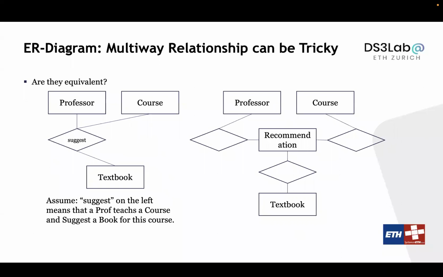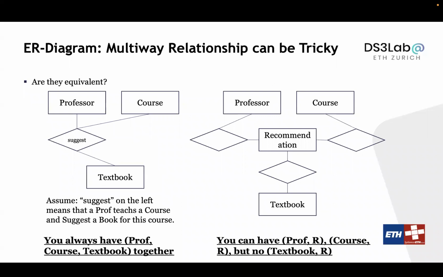So are they equivalent? When we talk about equivalent, what do we mean? We mean whether a database modeled by the model on the left-hand side can be modeled by the right-hand side and vice versa. So we are going to introduce a very precise way for you to test whether these two things are equivalent or not. But right now, on the left-hand side, you always have a professor, course, and textbook together because it's a three-way relationship. You cannot miss any of those.